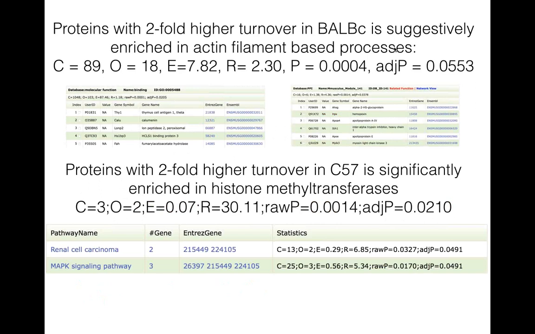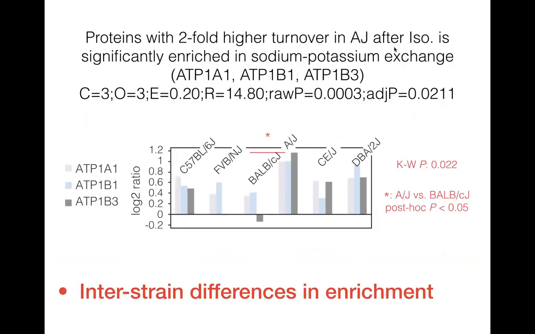So initially we were just going to do some rather straightforward enrichment analysis to see if there are proteins with higher turnover in one strain versus another strain of mice, and whether they are functionally related to any categories. One of the categories that was only enriched in one particular strain was the sodium-potassium exchange channels in the heart. And you could see clearly that the turnover rates increase after isoproterenol only in one particular strain, but not so much in the others.